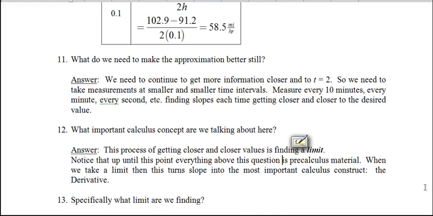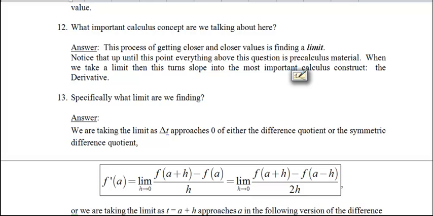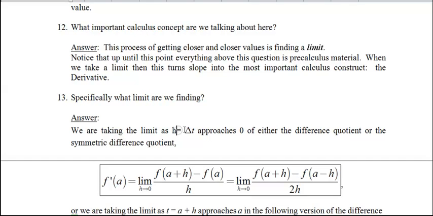So specifically, what limit are we looking at? Okay? Well, we're letting delta t approach 0, or call it h, of that difference quotient. Okay? h is delta x or delta t. Okay. That is what's happening here.